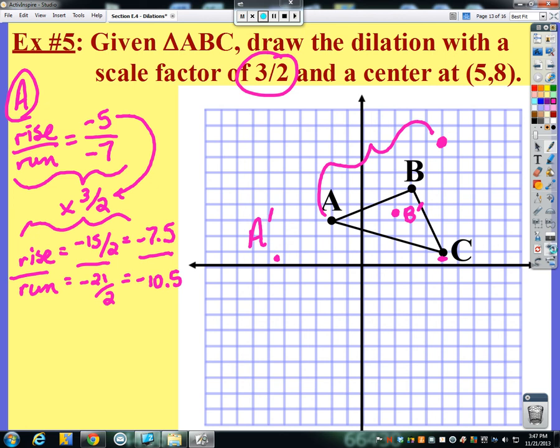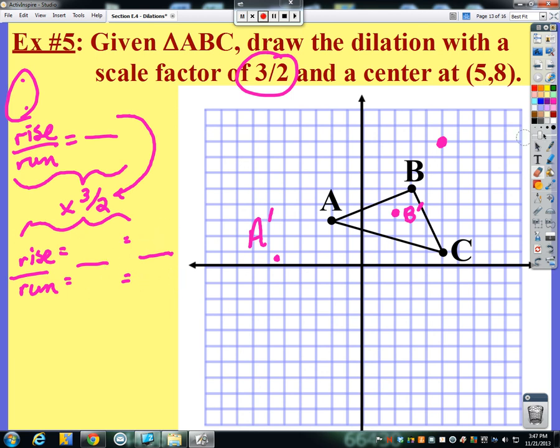So let's try one more. Let's go with C. Let's figure out where C prime is. So let's erase this. We're going to get a new rise, a new run. And again, sometimes you guys are just going to get decimals and you're just going to have to work with it. You're just going to have to estimate on your graph where approximately that's at. So let's see, slope for C. We're going down 1, 2, 3, 4, 5, 6, 7, and we're running nothing. So rise is -7, run is 0.